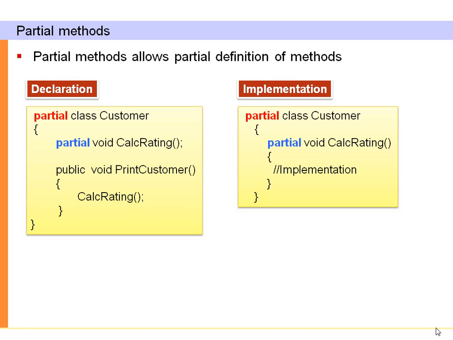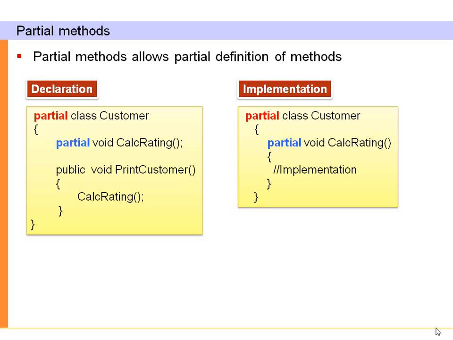Partial methods allows partial definition of methods. One can split method definition across two partial class definitions. Method declaration is in one partial part of class and method implementation can be in other partial part of class.